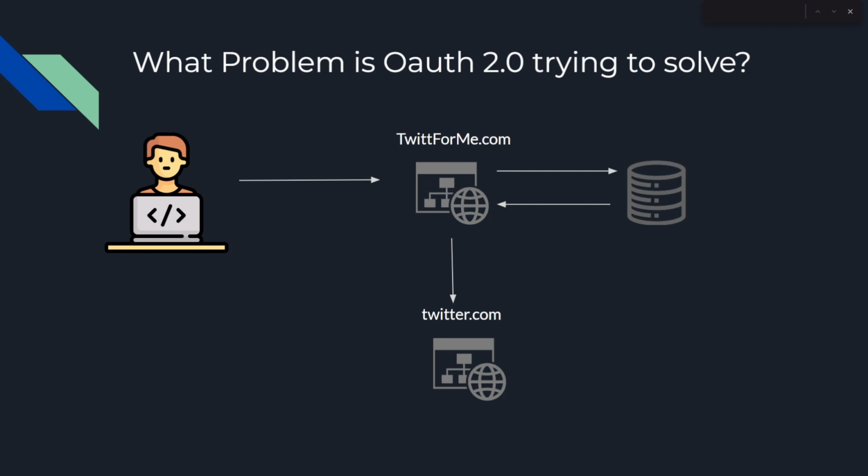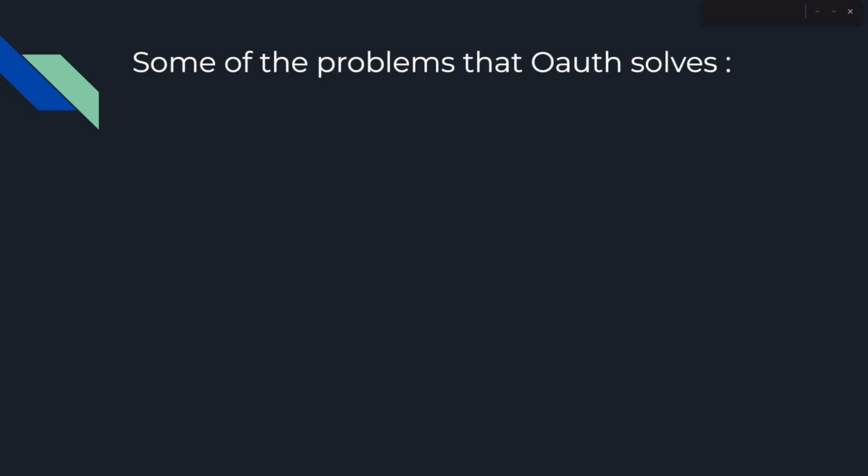So what are some of the problems that OAuth 2.0 solves? It helps with user authentication and authorization separation, which is what we talk about when we have extensions like OpenID Connect that help with authenticating the user. Second, it gives you access of limited scope.